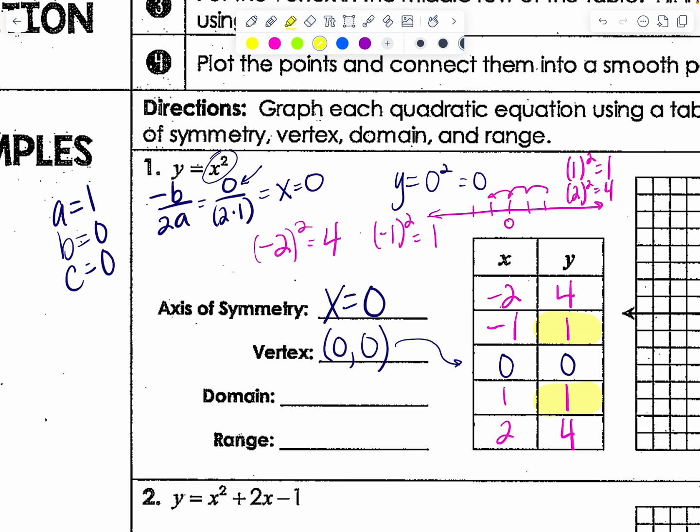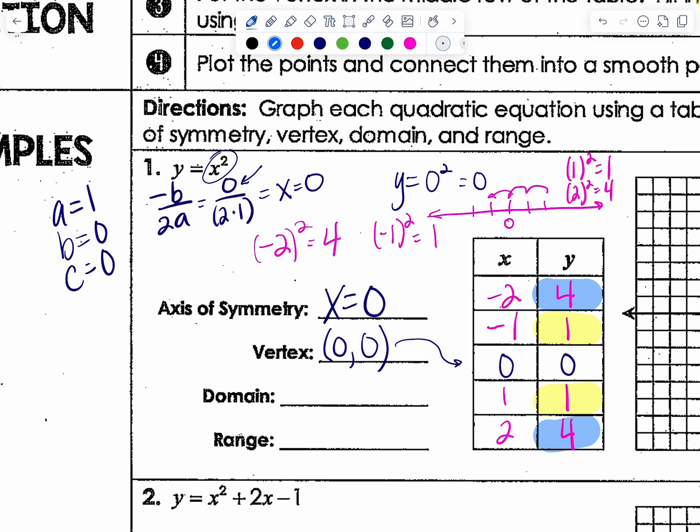So on either side of the vertex, we have the exact same y value. And then if we extend that out, you can see 4 and 4. These are the same. And guess what? If I were to make my table even bigger, on either side of those would also be the same number. And the reason this is, is because a quadratic is a mirror image of itself, right?